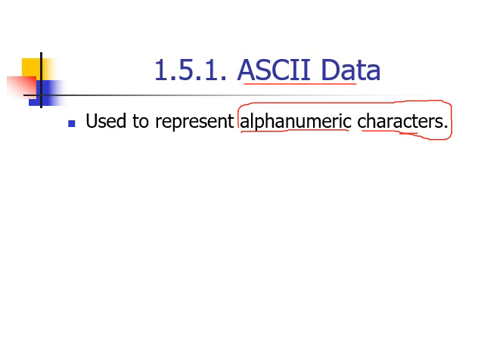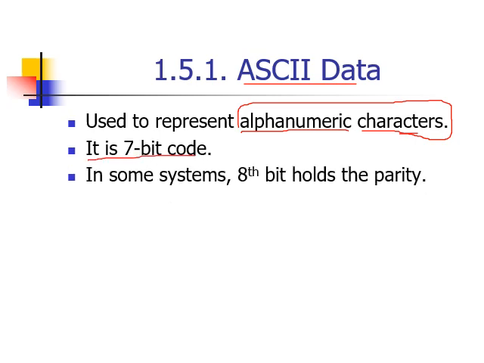So you would have maybe less than 100 characters, 100, 101, 102. So 7 bits would be enough to represent your code. And some systems add an 8th bit to check whether the data read or written is correct. They add an 8th bit for the parity.